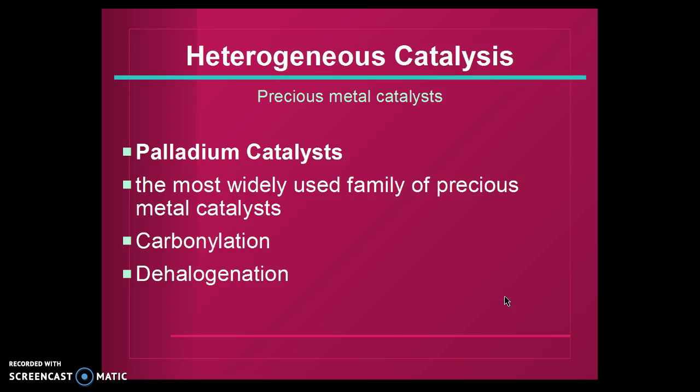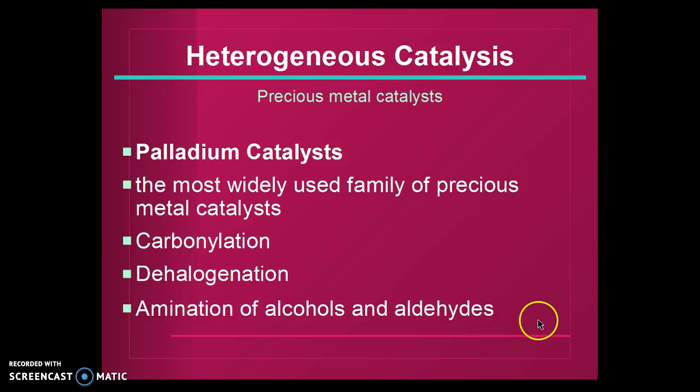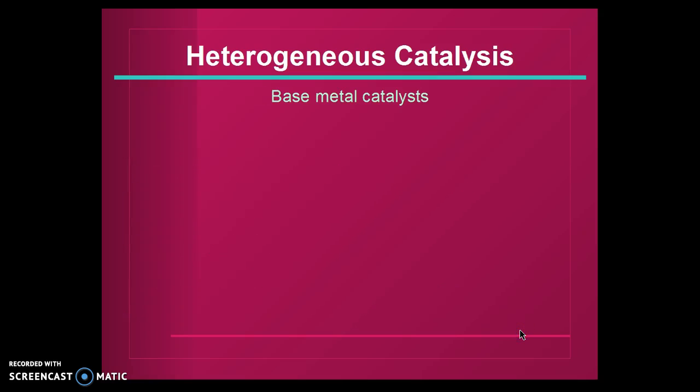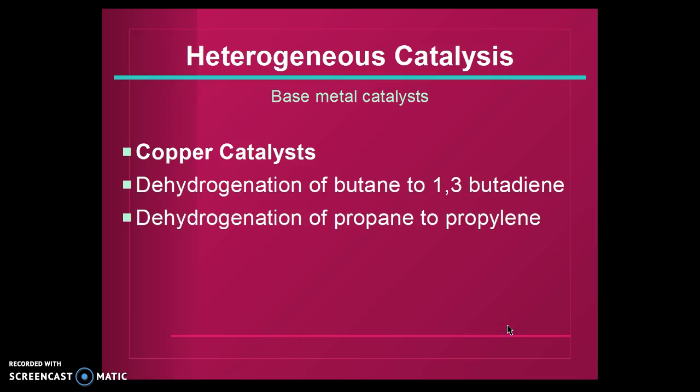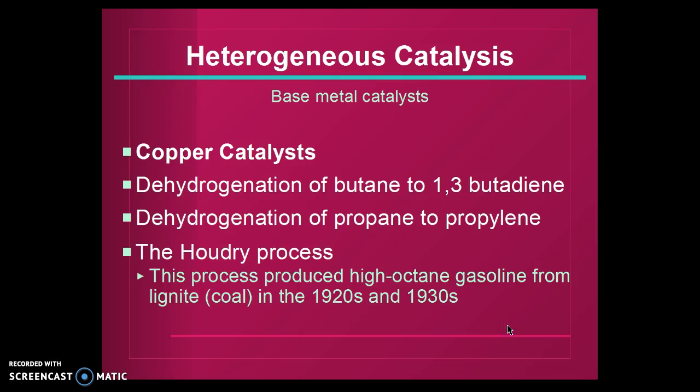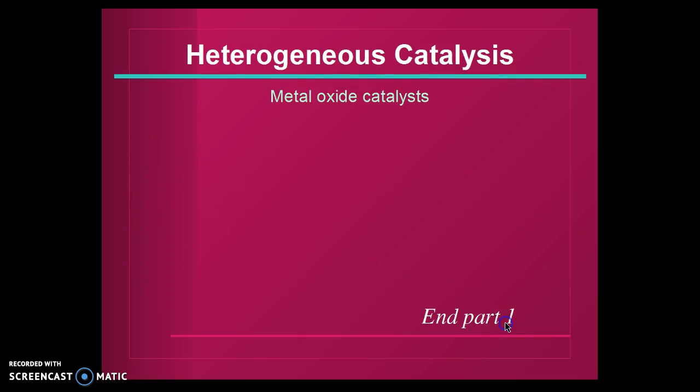Carbonylation is one. Dehalogenation, taking away chlorine or bromine from an organic molecule, and the amination of alcohols and aldehydes to put the nitrogen onto those compounds. Base metal catalysts are also used. Copper is used to dehydrogenate butane to 1,3-butadiene, very important in organic synthesis. It can also dehydrogenate propane to propylene. The Houdry process produced high-octane gasoline back in the 1920s and 30s from coal.